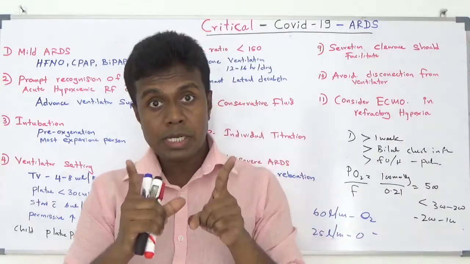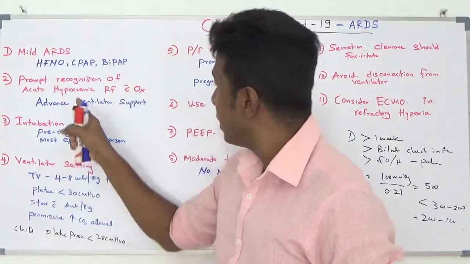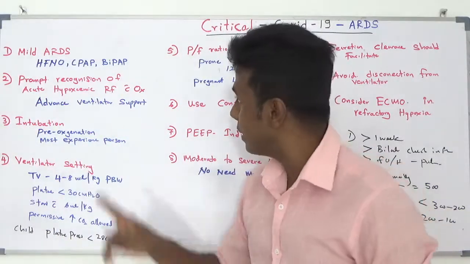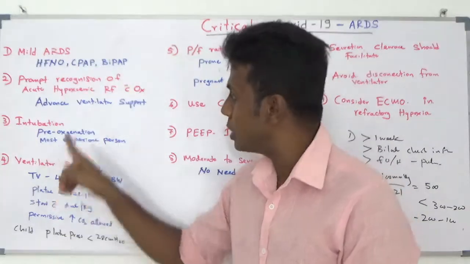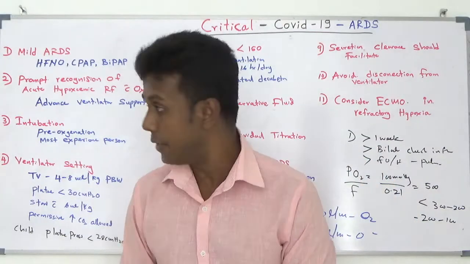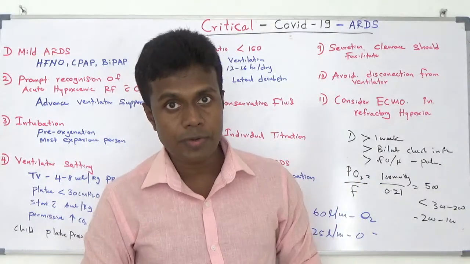If you find a patient deteriorating with CPAP and BiPAP, or if you find a patient with acute hypoxemic respiratory failure on oxygen, you have to consider advanced ventilator support. You have to consider advanced ventilator support here. That means endotracheal intubation and controlled ventilation.